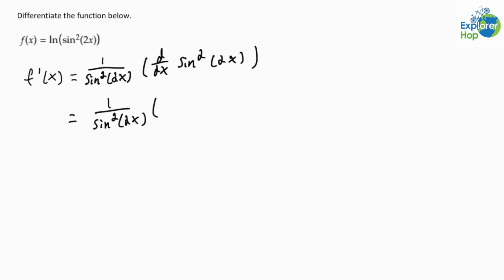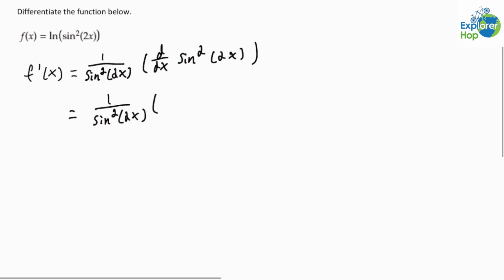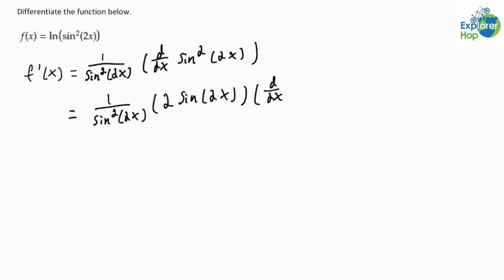So to find the derivative of sine squared 2x, we need to apply the chain rule again, which means that this is equal to the derivative of the outside function, which is sine squared 2x, with respect to sine of 2x. So that gives us 2 times sine of 2x. Then times the derivative of the inside function with respect to x, which is the derivative of sine of 2x.